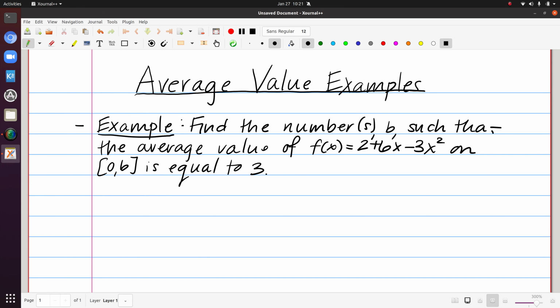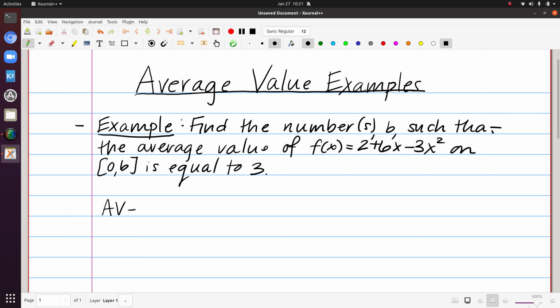Let's look at some examples involving the average value of a function. For this first example, suppose we want to find the numbers b such that the average value of the function f of x equals 2 plus 6x minus 3x squared on the interval from 0 to b is equal to 3. So what I want to do here is consider the formula that we have for the average value.